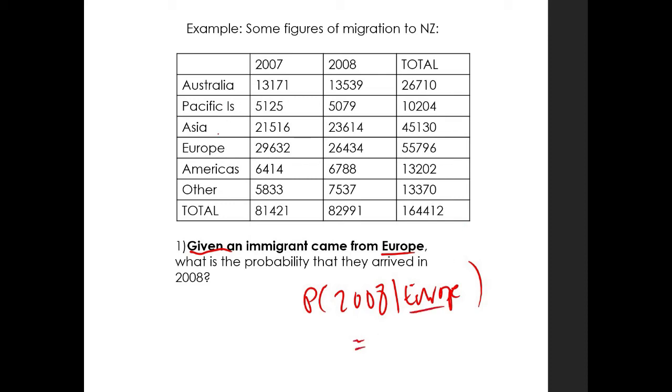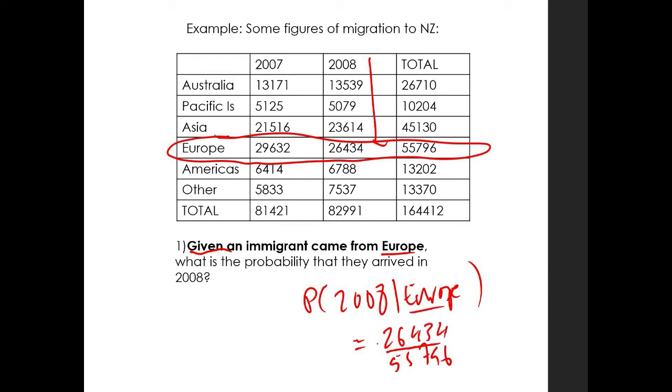So every single number has to come out of that row or column. Okay. What do you think the denominator will be? Yep, it's intuitive. It'll be 55796. Now it says 2008 in Europe. So what will the numerator be? Yep, it says 2008, so it's going to come out of the 2008 one. It'll be 26434. And this is how you do conditional questions from two-way tables.